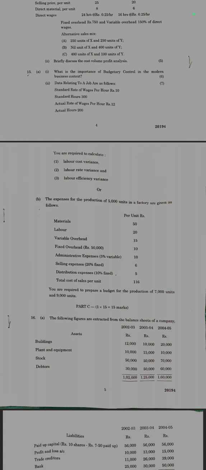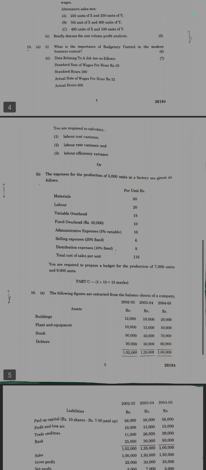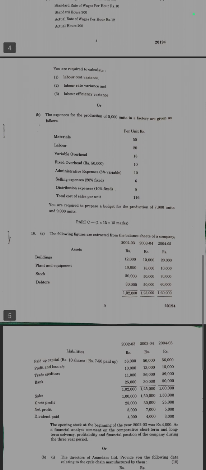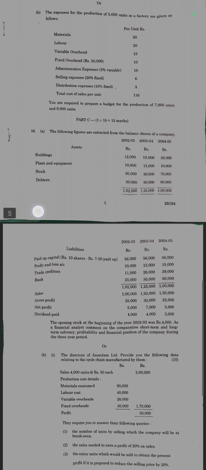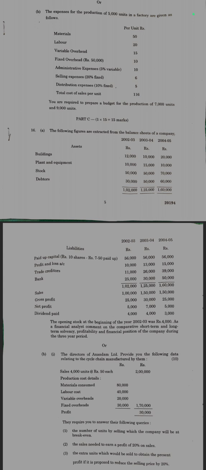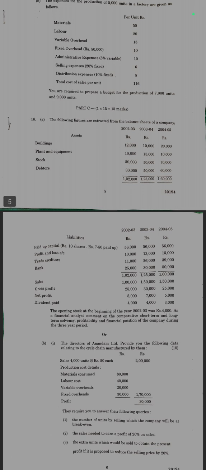Also, the expenses for the production of 5,000 units in a factory are given, and you have to prepare a budget for the production of 7,000 and 9,000 units. It's a direct question. And 16th question, Part C: the following figures are extracted from the balance sheet. The balance sheet is also given. The opening stock is 4,000. As a financial analyst, comment on the comparative short-term and long-term solvency, profitability and financial position of the company during the three periods.